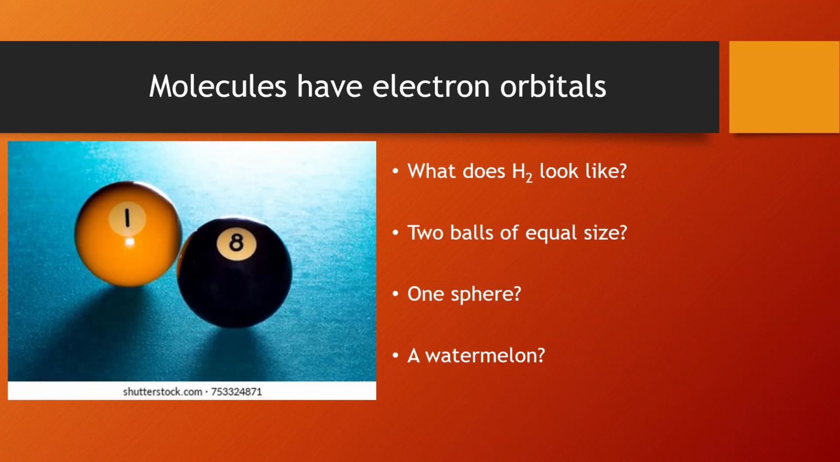So molecules have electron orbitals. Now think about it this way. You have two atoms and they're next to each other. So what do the electrons look like? Are the electrons just orbiting each atom individually, like you'd have two billiard balls basically? Or is it one gigantic sphere? Or is it shaped almost like a watermelon? I mean, really starting to think about where the electrons are in a molecule.